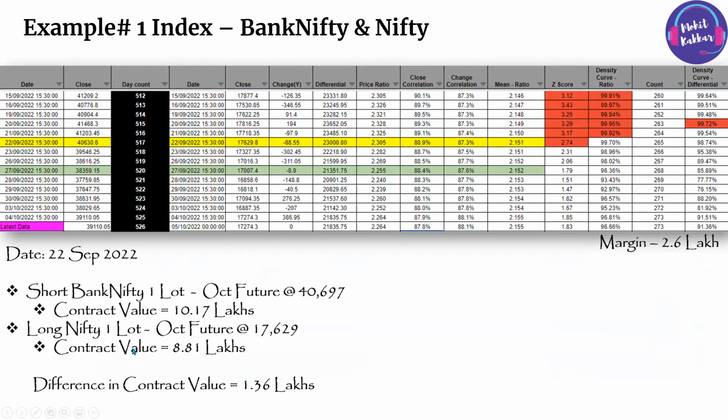Long Nifty 1 lot at this price, around 17,600. Contract value is 8.8. There is a difference in contract value of 1.36 lakhs. Now, I will come to this part: if you want to make it even safer, because the contract that we are shorting is 1.36 lakhs higher than the contract we are going long, it cannot be market neutral, theoretically, right?